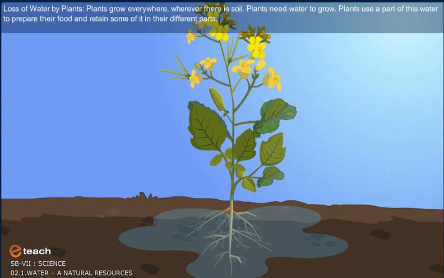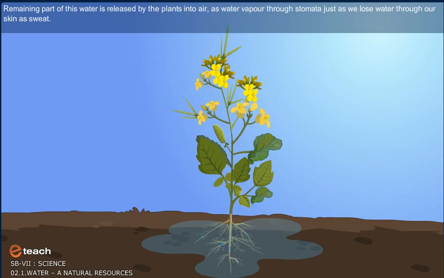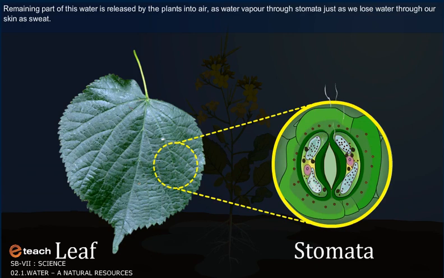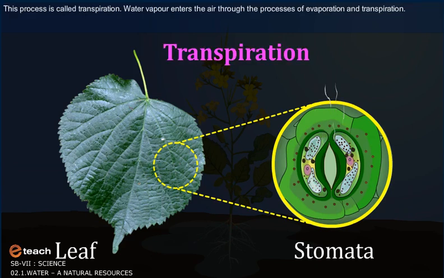Loss of water by plants. Plants grow everywhere, wherever there is soil. Plants need water to grow. Plants use a part of this water to prepare their food and retain some of it in their different parts. The remaining part of this water is released by the plants into air as water vapor through stomata, just as we lose water through our skin as sweat. This process is called transpiration. Water vapor enters the air through the processes of evaporation and transpiration.